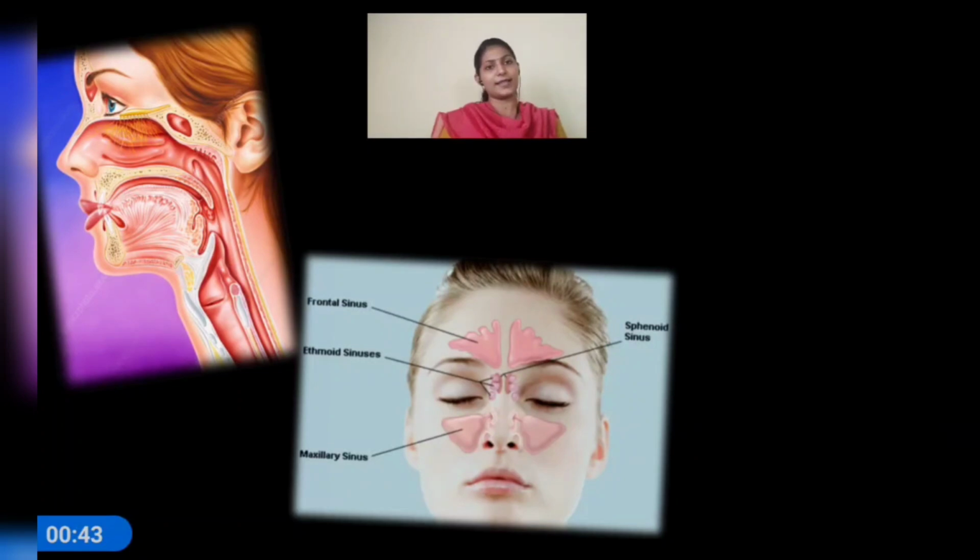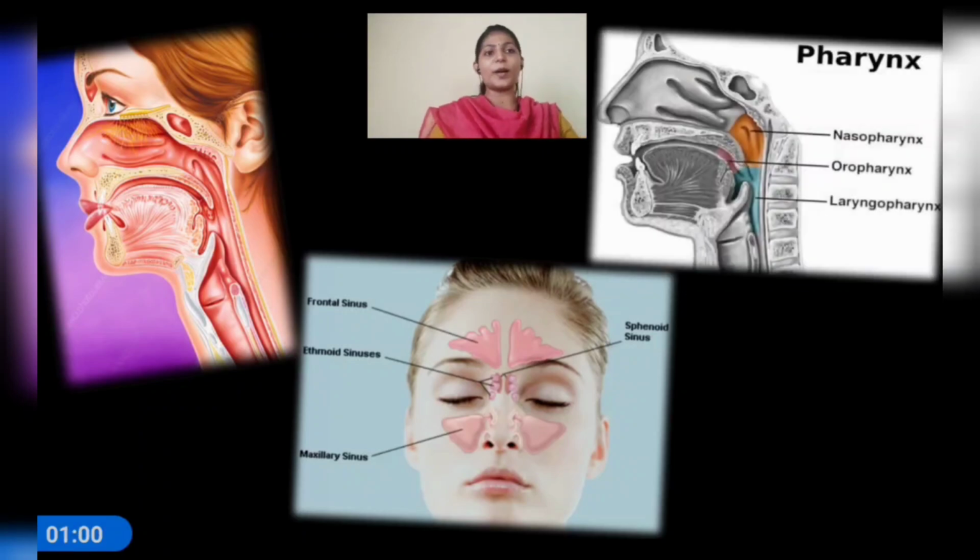The next important part is the sinuses. We have various sinuses located in the bone cavities in your head. Now these sinuses, their role is to warm up the air that is taken into your respiratory system.